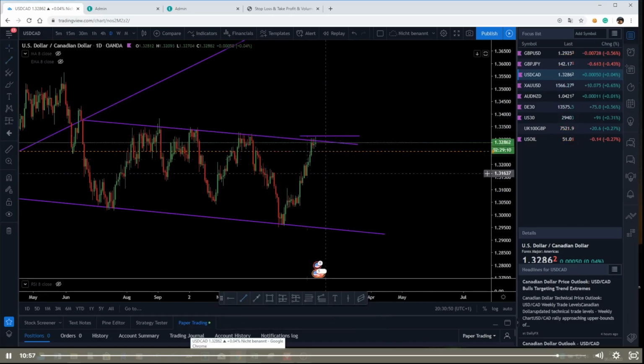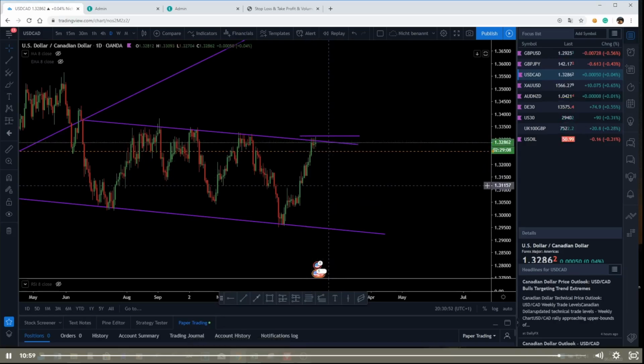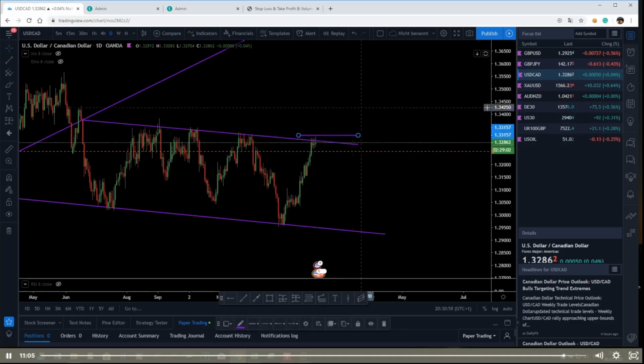Getting like 3 to 1 or 4 to 1 on these moves is easy, guys. You just have to wait for it to play out. Don't be greedy. Relax yourself, wait for the moves, check your charts from time to time during the day, see what's happened, and then control your risk and ride these trends, guys. This is what we do, and this is how we make money.